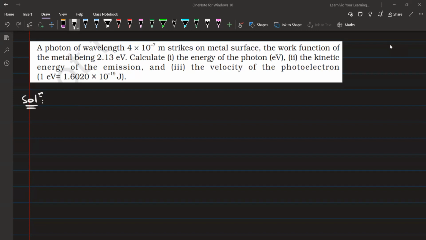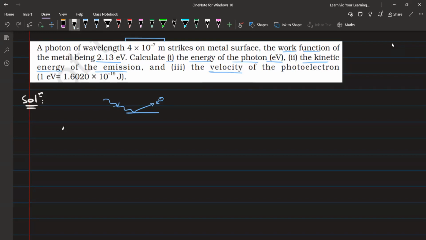Where we ended. A photon of wavelength this much meters strikes on a metal surface. The work function of the metal being 2.13 electron volts. Calculate the energy of the photon in electron volts. So this is the photon's wavelength. You have to calculate the energy in electron volts, and the kinetic energy of the emission. Now in the photoelectric effect, when a metal is hit by a photon, then an electron is ejected with some kinetic energy. You have to calculate the kinetic energy, and then this kinetic energy will correspond to a certain velocity. You have to calculate the velocity. First of all, we are going to start with the energy of the photon.